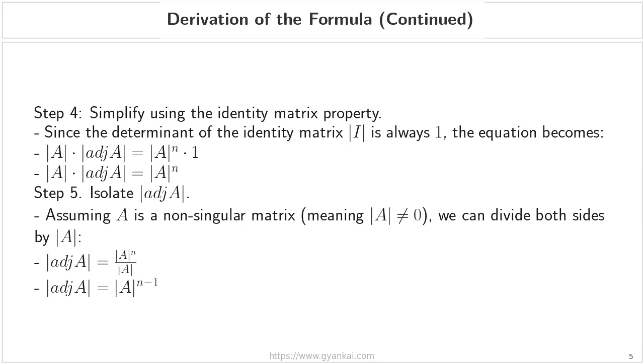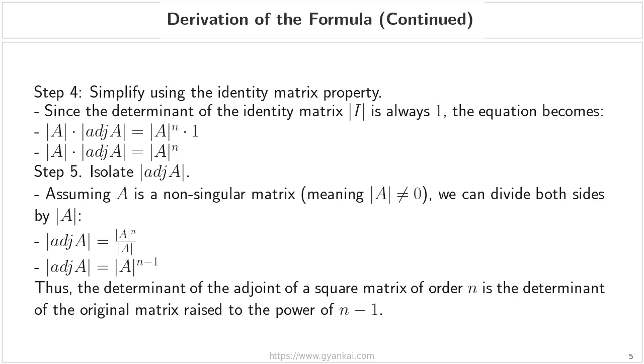This brings us to our final step, step 5, where our goal is to isolate the determinant of the adjoint of A. To do this, we assume that matrix A is non-singular, which is just a mathematical way of saying that the determinant of A is not equal to 0. Since we aren't dividing by 0, we can safely divide both sides of the equation by the determinant of A. When we divide the determinant of A raised to the power of n by the determinant of A, we follow the standard laws of exponents. This leaves us with the determinant of the adjoint of A being equal to the determinant of A, raised to the power of n minus 1.